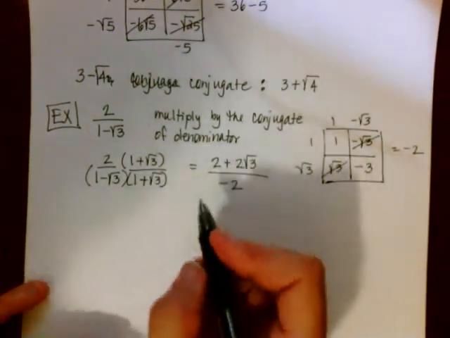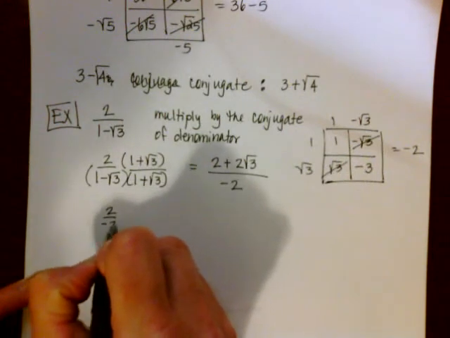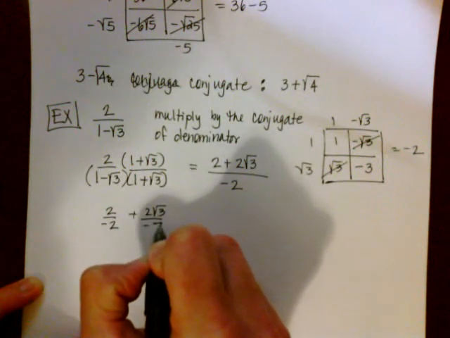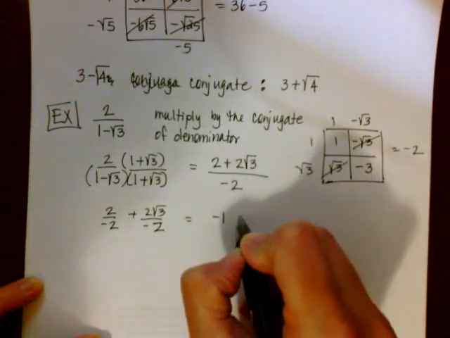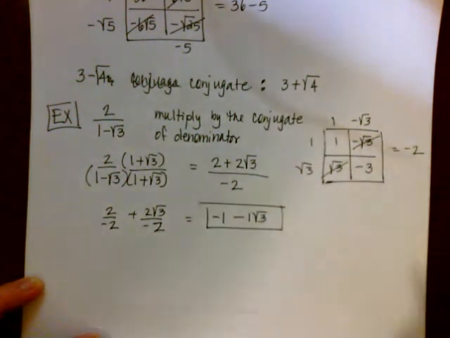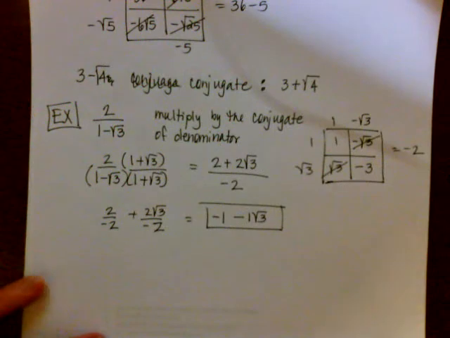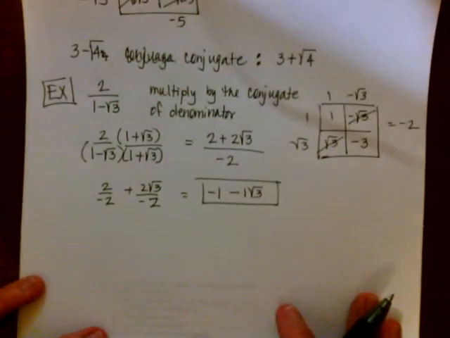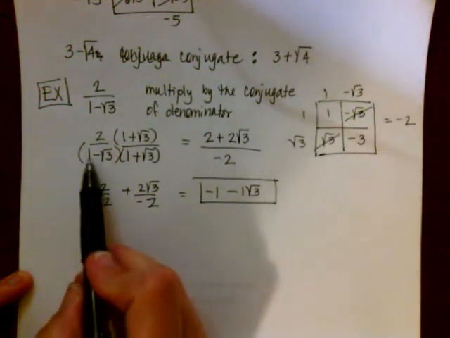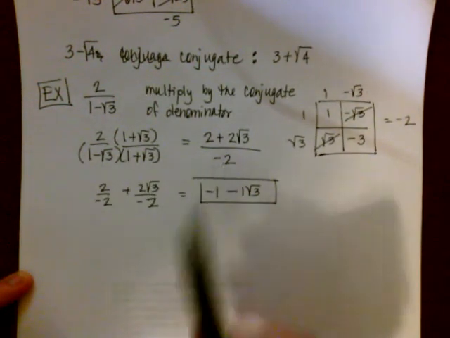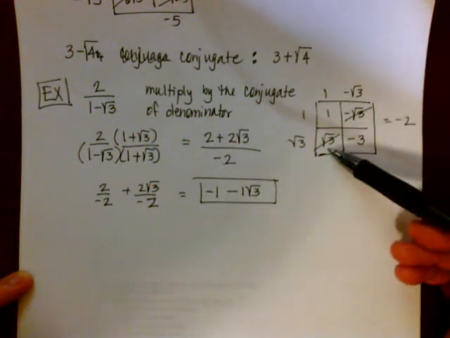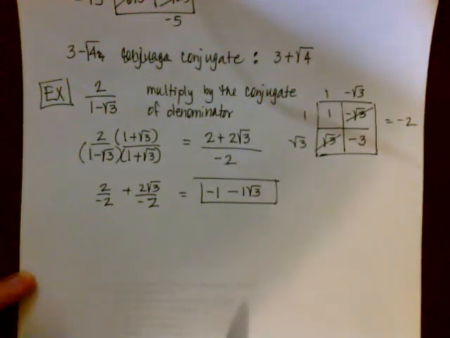Now I have to finish this fraction, so I'm going to divide 2 by the negative 2, and then 2 radical 3 by the negative 2, and then I'm going to get a negative 1 minus 1 radical 3, and that is my answer. So if you remember that the middle terms cancel when you multiply by a conjugate, you can go straight from this step almost to here. I would at least go from the 1 and the negative 3 because the middle terms always cancel out when you multiply by a conjugate.